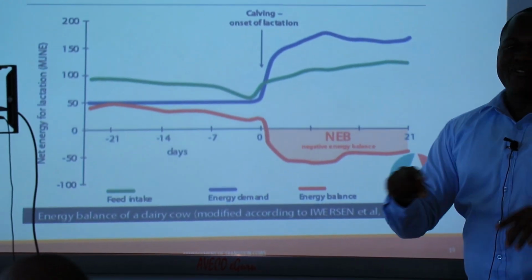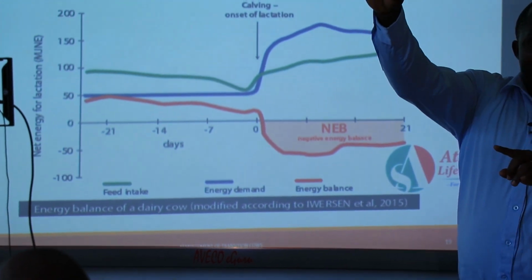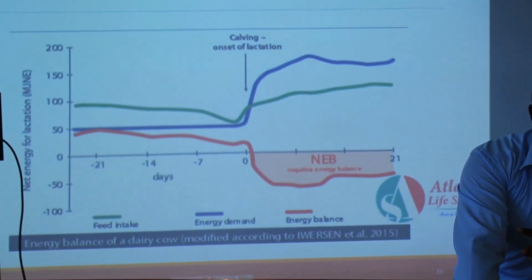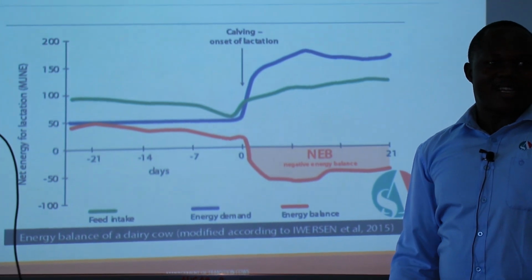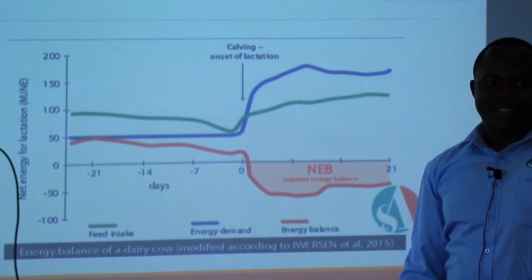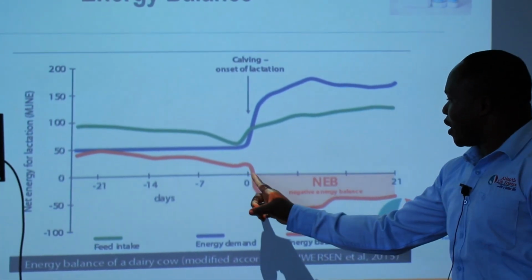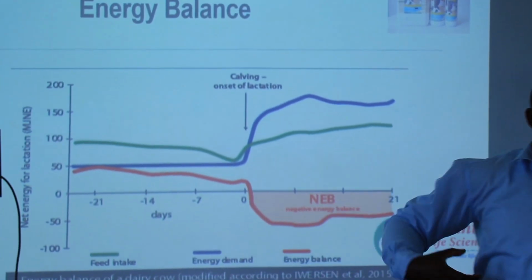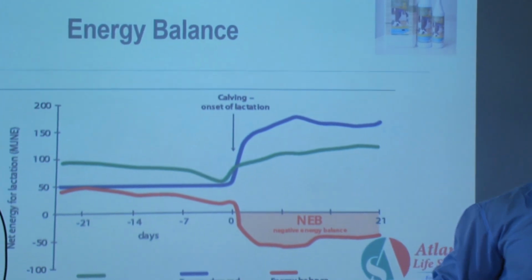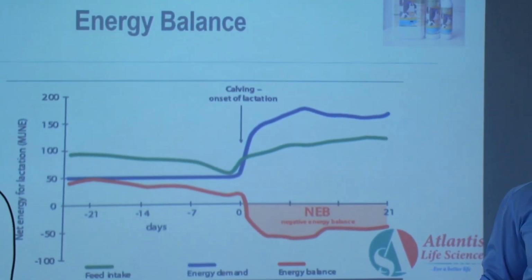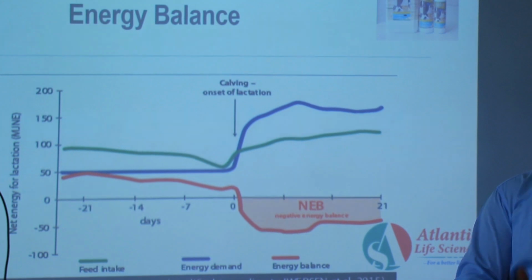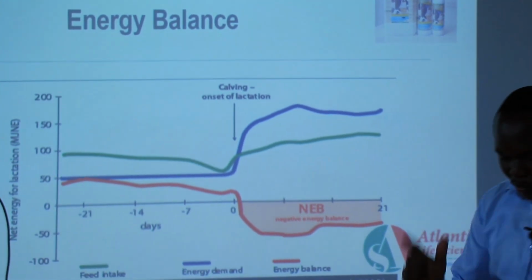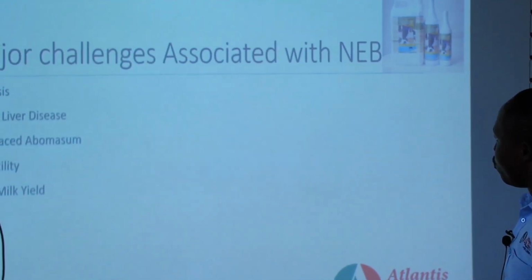So imagine demand for energy is increasing, but appetite is going down. So what happens next? The animal now slides into a state of negative energy balance. It starts consuming itself, eating its body reserves. So that's what I was saying, that if you allow it to reach that particular point, you are now losing. And that's what you want to address in the next few minutes.